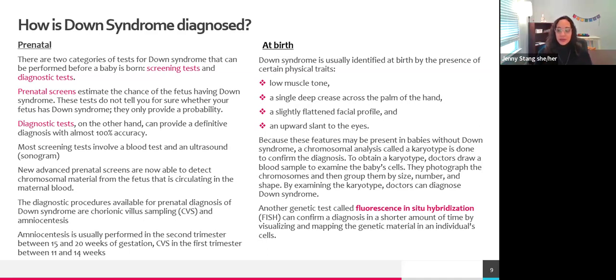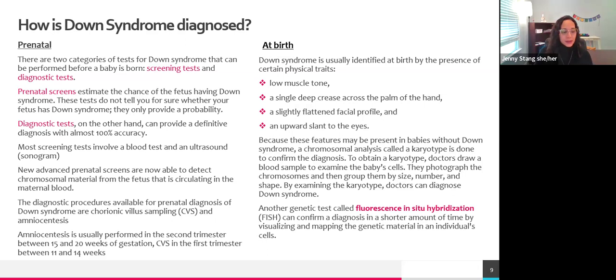But new advanced prenatal screens are now able to detect chromosomal material from the fetus that is circulating in the maternal blood. So they're becoming more and more adept at catching the chromosomal differences just by screening the blood of the mother, which I think is fascinating. And those are not very invasive tests, but they provide a high accuracy rate. But still, all these screens will not definitively diagnose Down syndrome. Prenatal screening and diagnostic tests are now routinely offered to women of all ages, just because we don't know, right? So we just screen everybody.